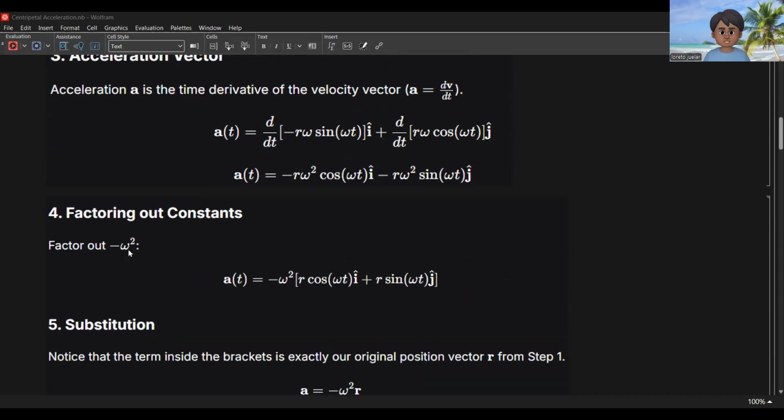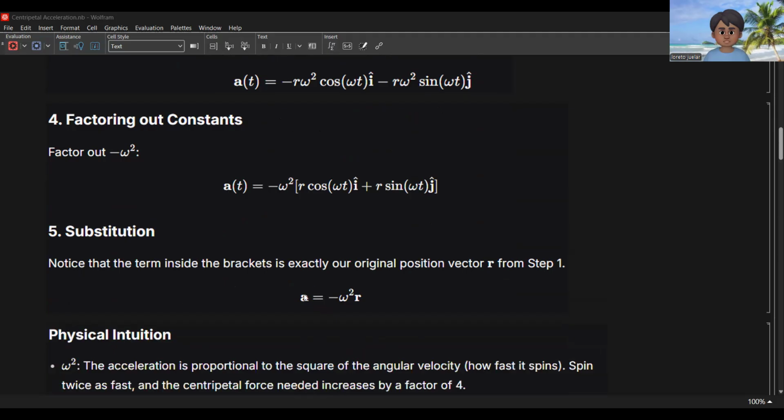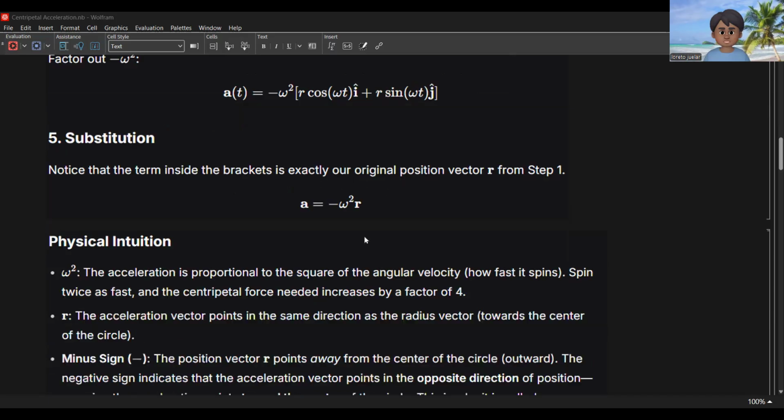Now factoring out the negative of the square of the angular velocity, we have the negative square of the angular velocity times r cosine, and so on. This expression is equal to r. Finally, that's the reason why the acceleration vector is equal to the negative of the square of the angular velocity times r.